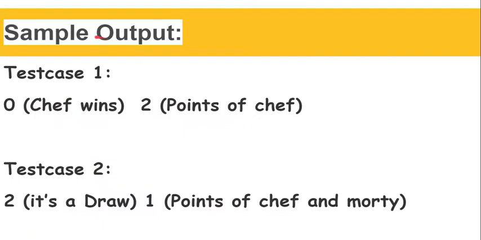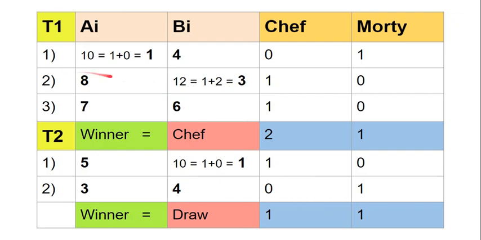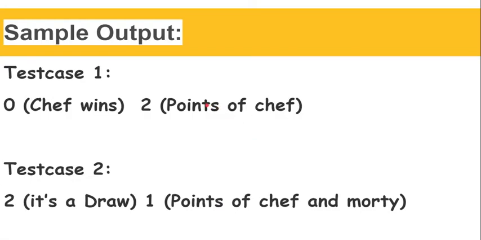Now let's see how we are going to show the output. In the first case, we know that chef was the winner and the points of chef were 2, right? So for test case 1, we are going to output 0 and 2 only. The brackets are just for explanation purposes. You only have to output 0 and, with a space, 2, right? So 0 because chef wins, and 2 because those were the points of chef.